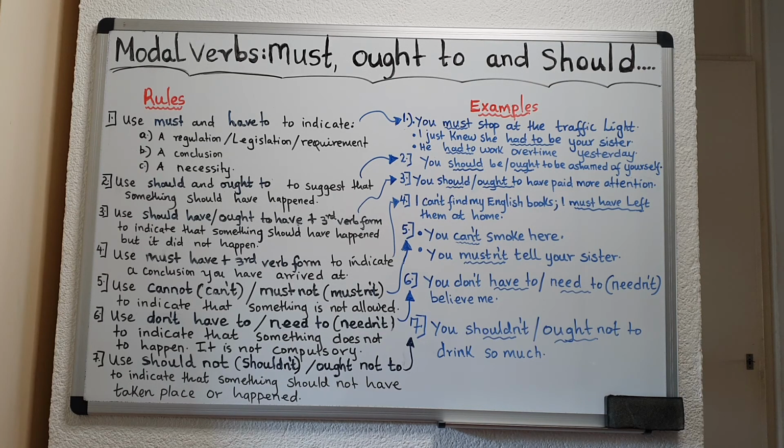So it's up to you. You can choose to believe me or you can choose not to. So when you want to indicate to somebody that, look, it's your choice, it's not compulsory, then use don't have to or need to or needn't. And now let's look at the last rule, number 7.